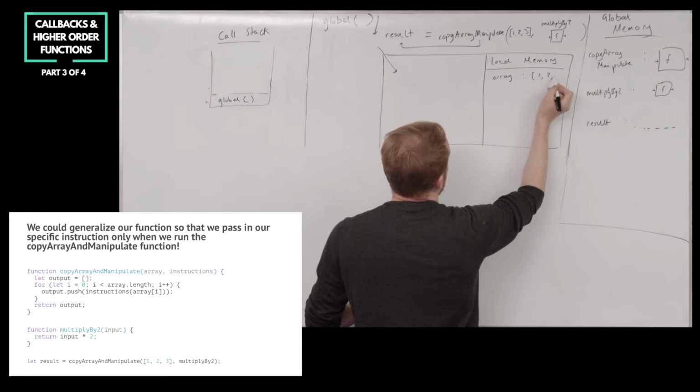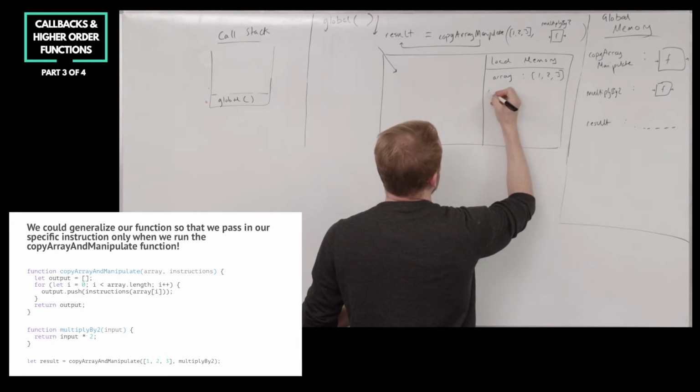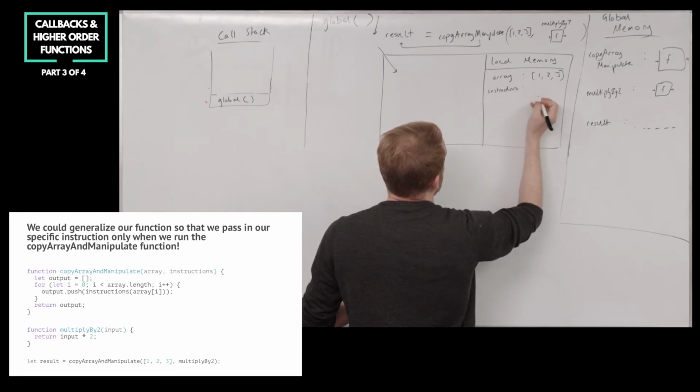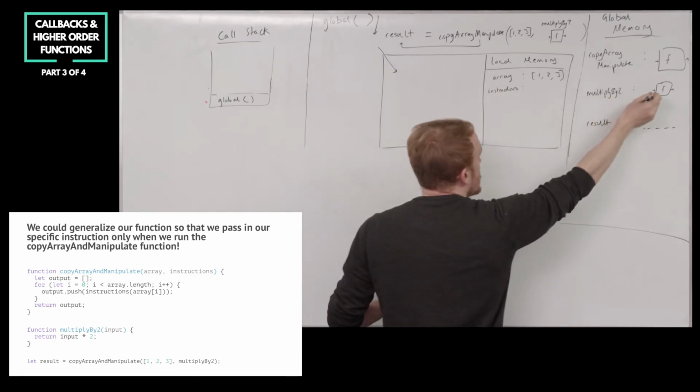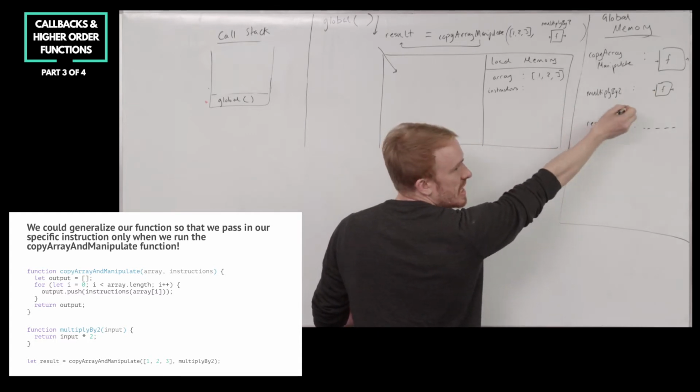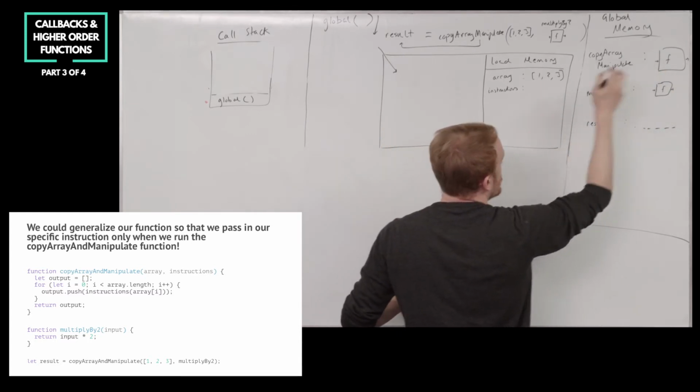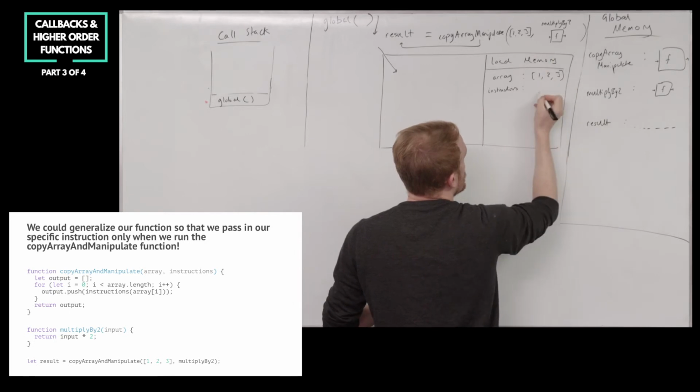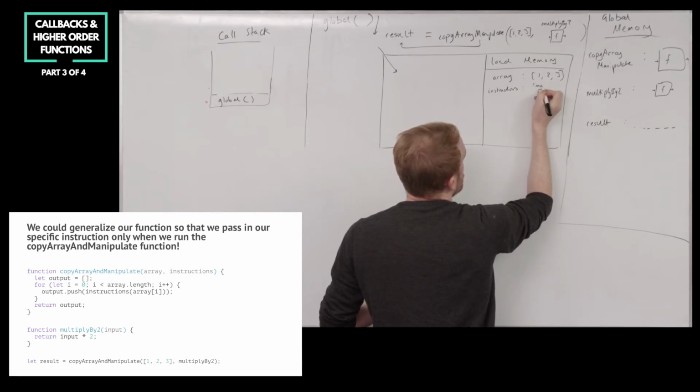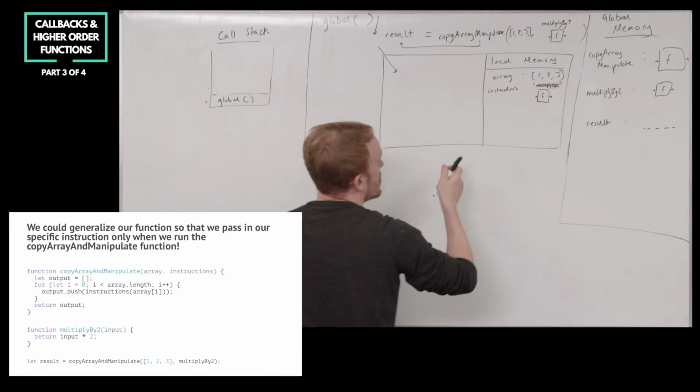Perfect. And the next one, Philip? It's going to be instructions. And it's going to be set to the value of multiplyBy2. The function definition that previously had the name multiplyBy2, it's just the function definition. It was known as multiplyBy2 out in global, not inside of here. Now we're going to refer to it as instructions.